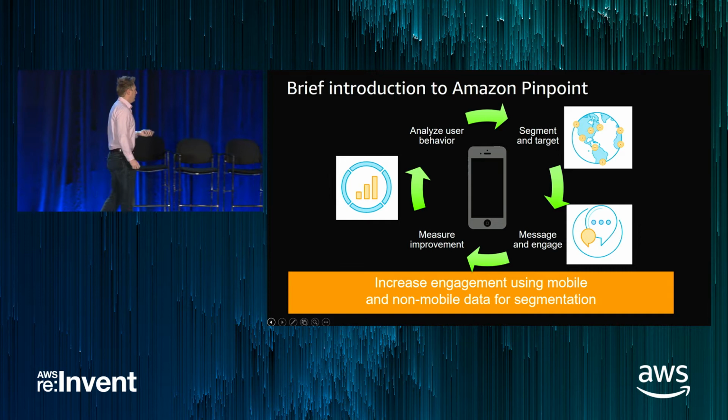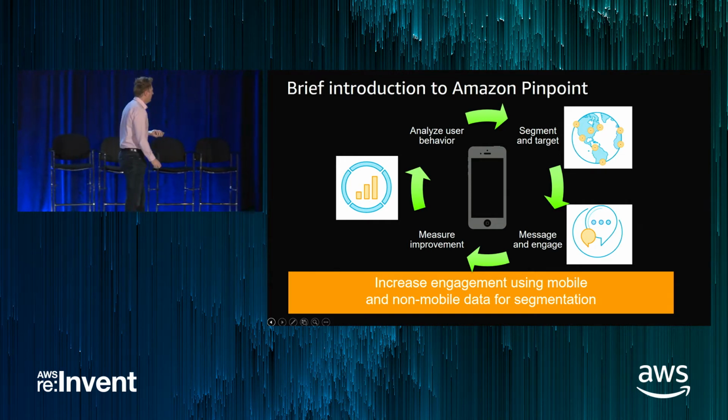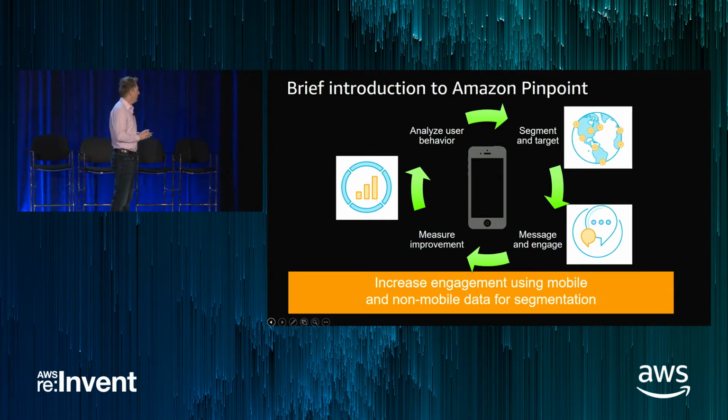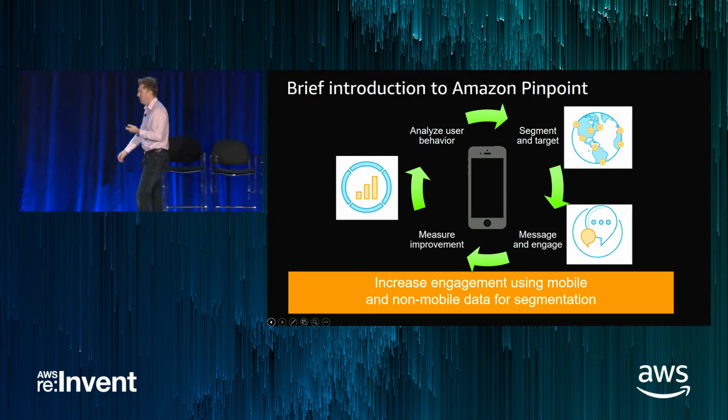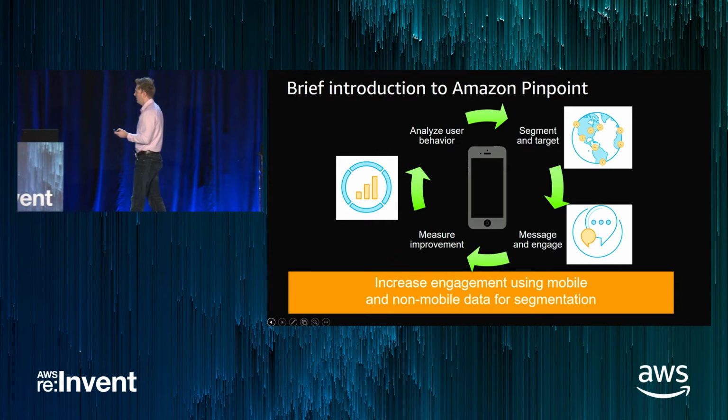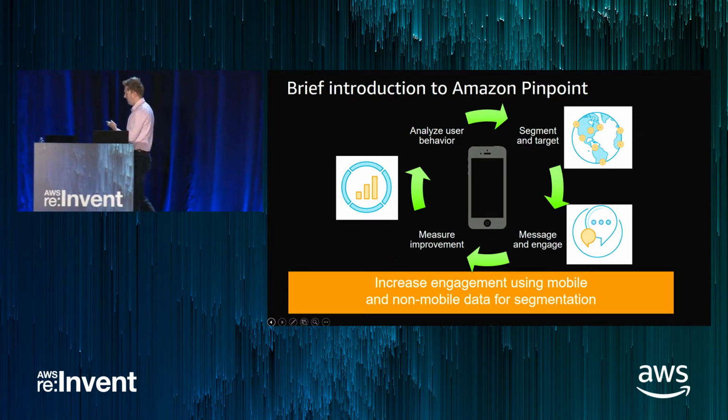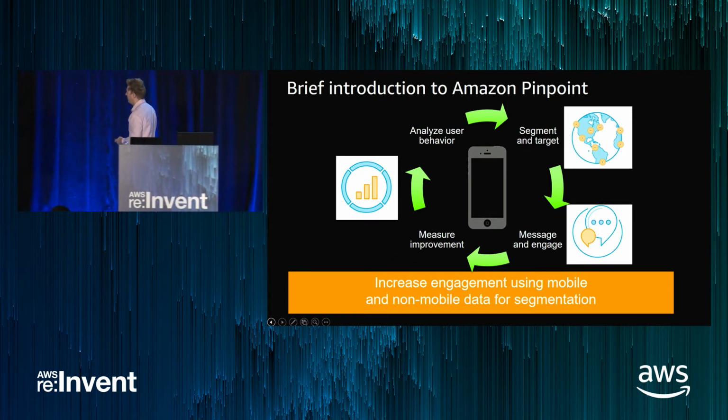Second, once you got that information coming in from the devices, you can start to segment and target. Once you have those segments created, you can create the campaigns and start to execute the campaigns. That kicks us off into the lower right corner there, the message and engagement.